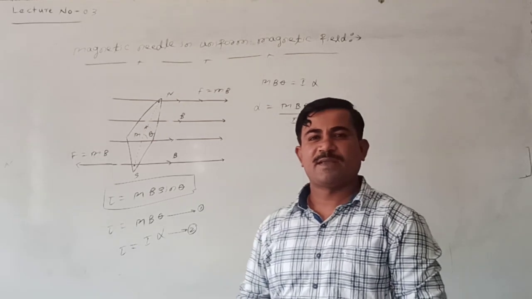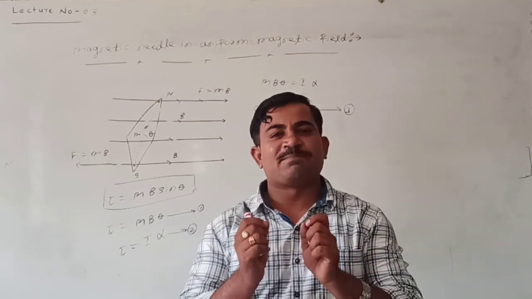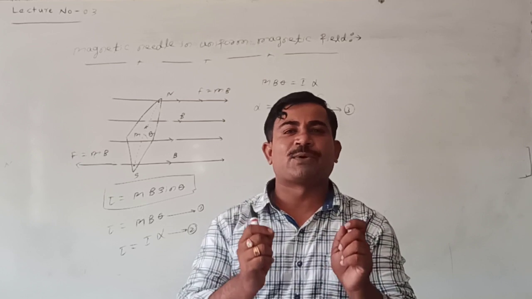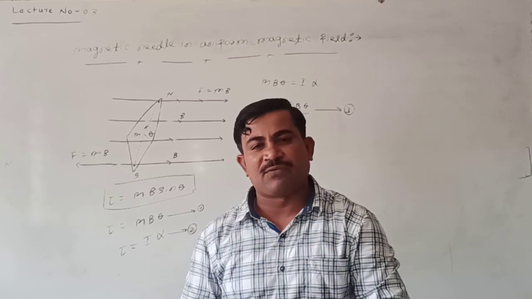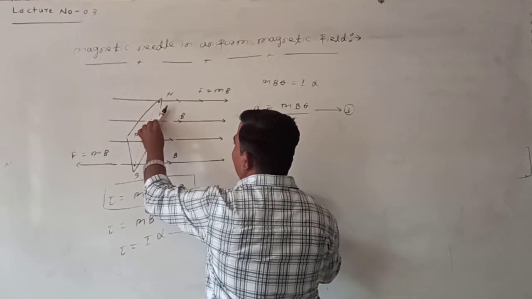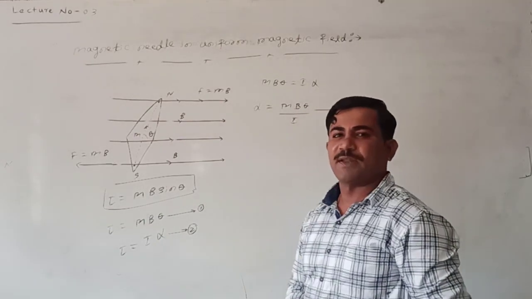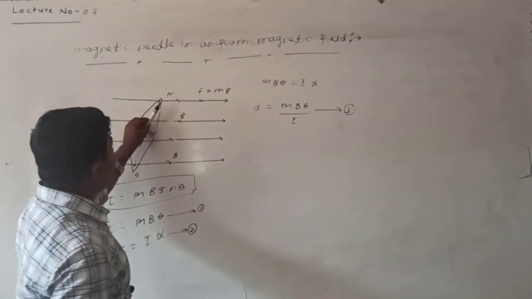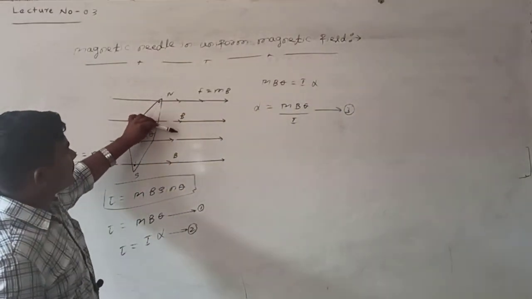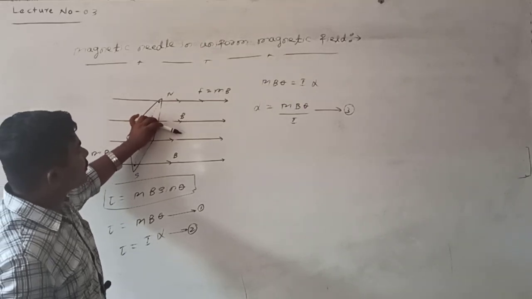Are you following? Already we said that due to this torque, the magnetic needle tries to rotate along the direction of the magnetic field. Due to that torque, it oscillates in this magnetic field with periodic motion. It rotates like this, like this. So we call this periodic motion.